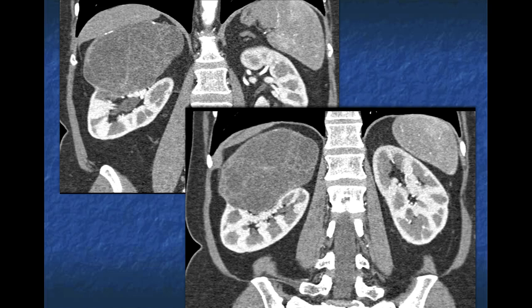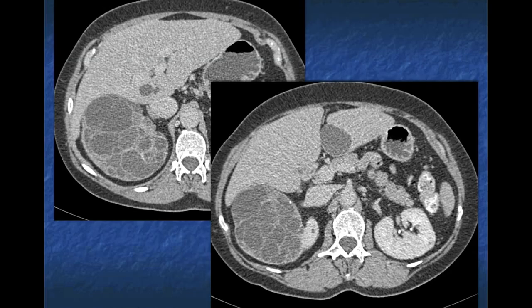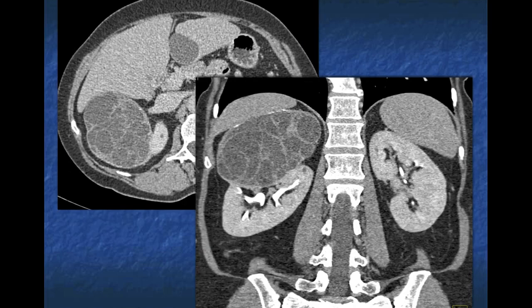Now, I have to admit, the one thing you know here at the end of the day, this lesion is coming out, right? No one is going to follow this lesion. But I'm asking you, what are cystic lesions with septations in the kidney? Cystic renal cell, okay, I can't argue against that, but what other things are there?